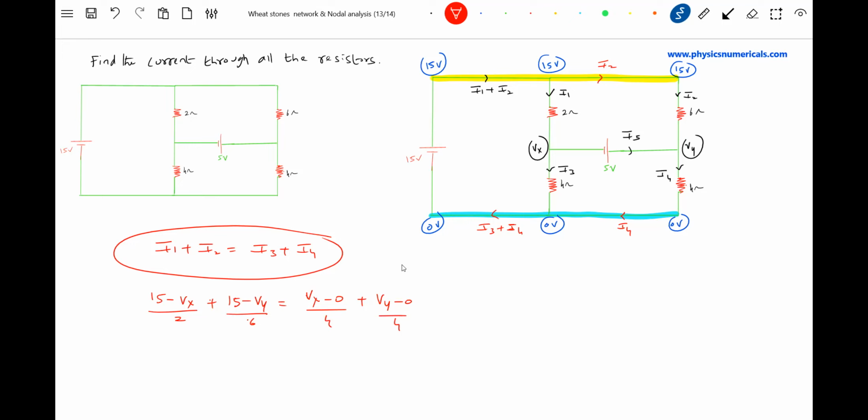Okay, you can ask questions like, what about both being unknowns? I need one more equation. Just look at this cell, nothing bigger. Vx plus 5 minus Vy 0. So Vy minus Vx should be 5. Equation 1, equation 2. Solving these two, we get the required values.